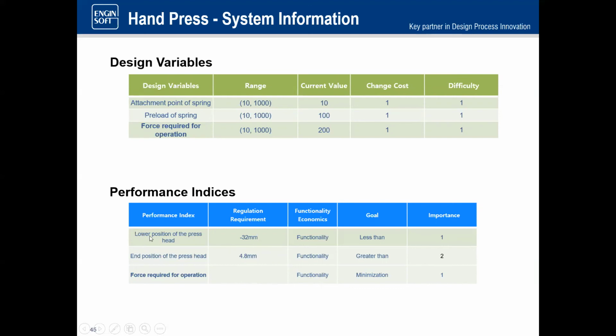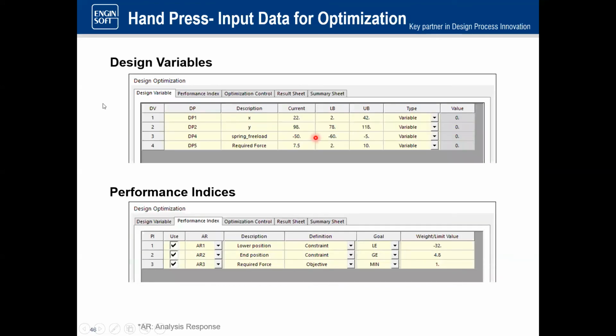And this lower position of the press head is minus 32, so it has to be less than minus 32. And then this other quantity has to be greater than 2. So the top two are constraints, and the bottom one is the objective function, trying to minimize that force.